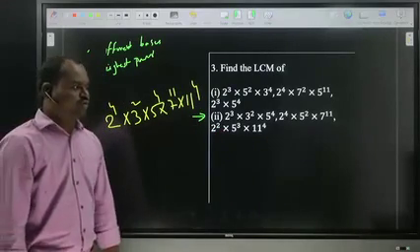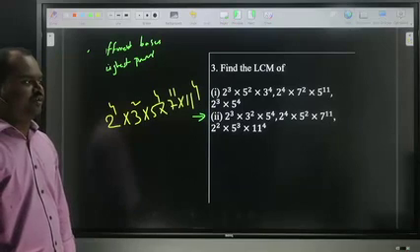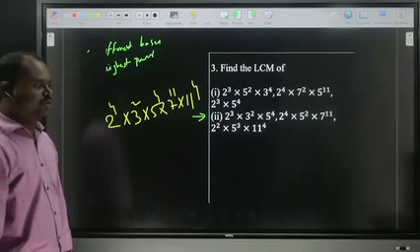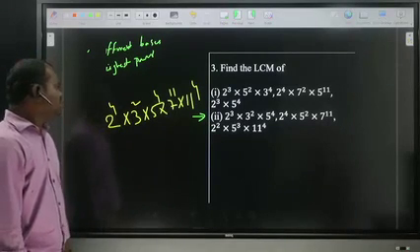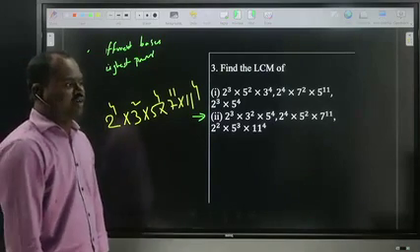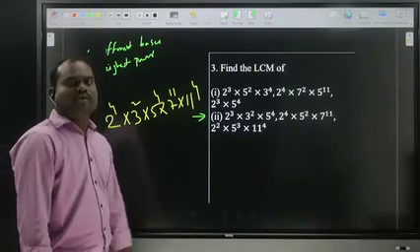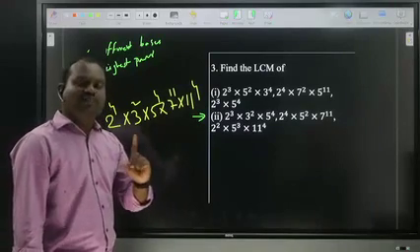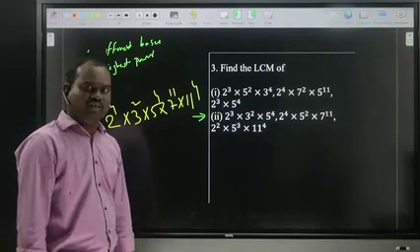So the different bases with highest powers: 2 power 4, 3 square, 5 power 4, 7 power 11, 11 power 4. Right? Some people are saying this is the correct answer. Different bases with highest powers.